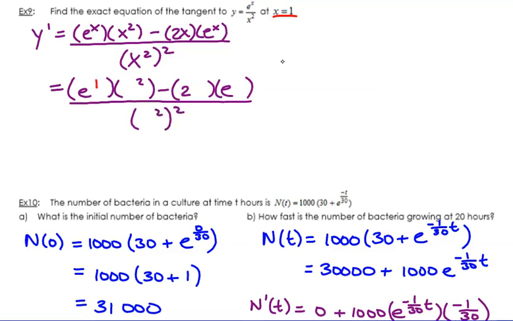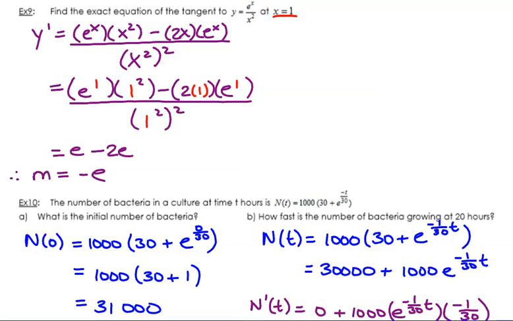So this is e to the power of 1, 1 to the power of 2, 2 times 1, e to the power of 1, and then 1 squared squared, which gives us, I believe, it's just e minus 2e. Is that right? Over 1. I don't have to write the over 1. E minus 2e, which is negative e.